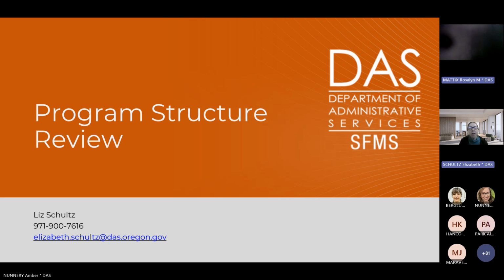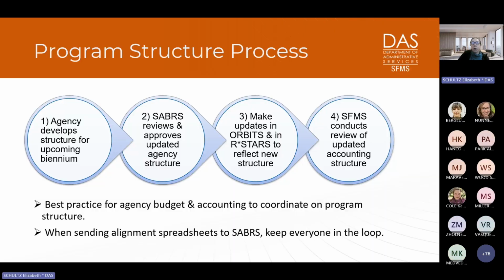My name is Liz. I'm going to be going over the topic of program structure reviews today. So program structure reviews, SFMS presents about this topic every 2 years before the start of a new biennium to prepare for the new biennium. We're coming up on AY 27. That'll start on July 1st. So program structure reviews are specifically focused on those agencies that are going to be making changes for the new AY, specifically changes to the DO4 profile in RSTARS, the program code.